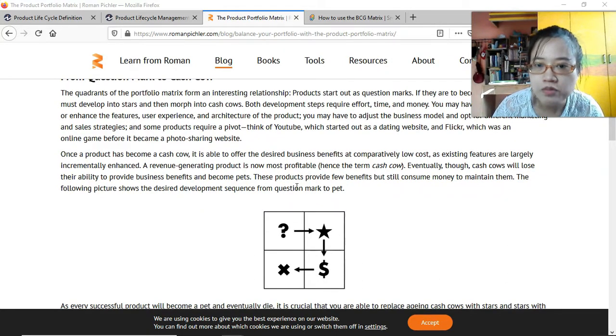Both development steps, from question mark to star and from star to cash cow, require effort, time, and money, obviously. Okay. You may have to change or enhance the features, user experience, and architecture of the product. That's mainly here from question mark to stars. You have to adjust the business model and opt for different marketing and sales strategies, normally in this stage from stars to cash cow. This is the growth stage, right? The maturity stage. And some products require a pivot.